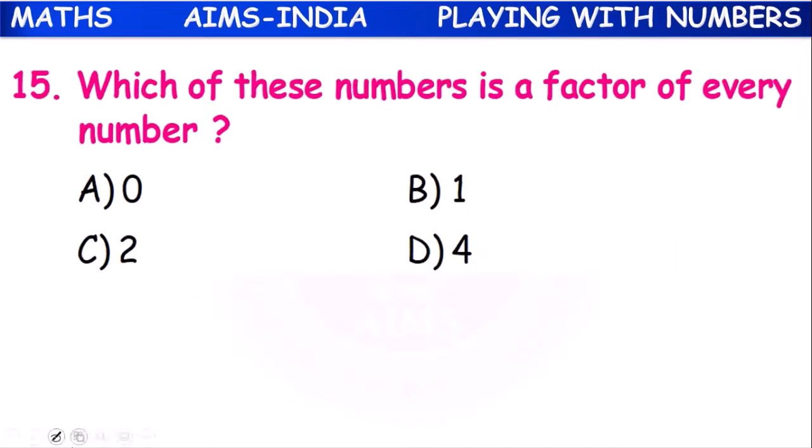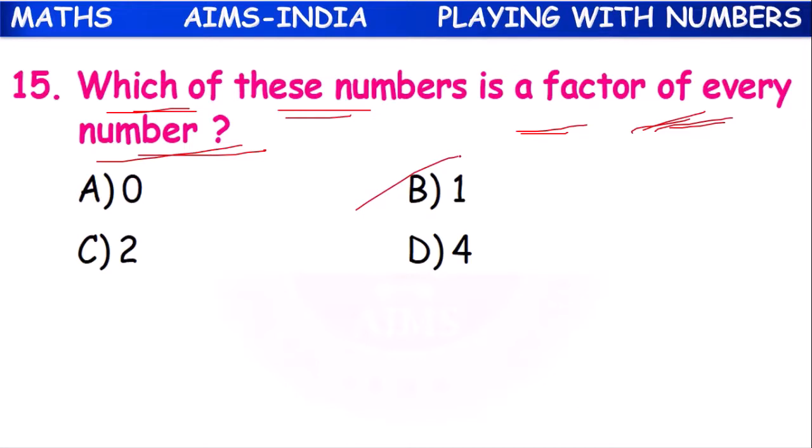Next. So which of these numbers is a factor of every number? Which number will be the factor of every number? 1 can be the factor of every number. So B option is the correct answer.